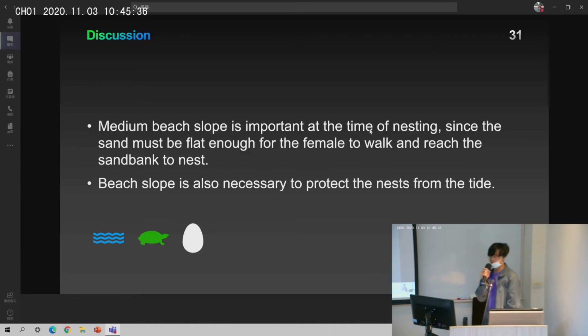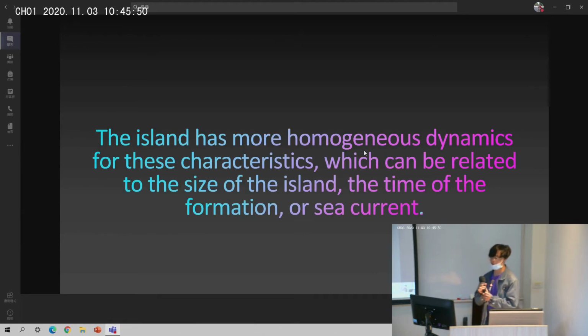Medium beach slope is important at the time of nesting, since the sand must be flat enough for the female to walk and reach the sandbank to nest. Beach slope is also necessary to protect the nest from the tide. And this is our conclusion: the island has more homogeneous dynamic for this characteristic, which can be related to the size of the island, the time of the formation, or sea current.